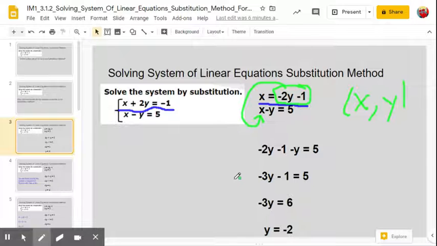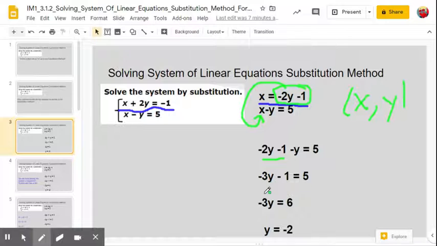All right, so the beautiful part of doing this is that when I substitute the -2y minus 1 in for x, I replace x with that, I get this, and then it's minus y equals 5. So now I have one variable. So now we can solve for that variable. So we're going to go ahead and solve it.